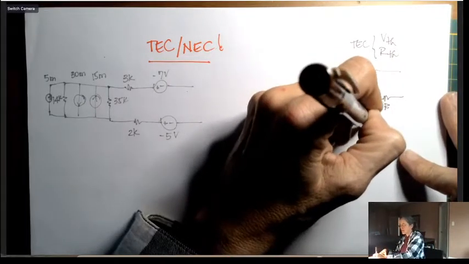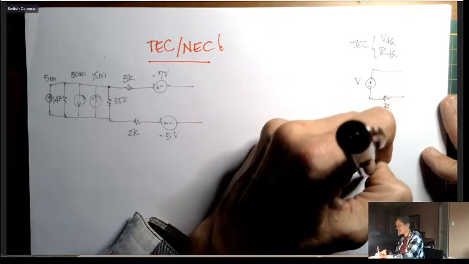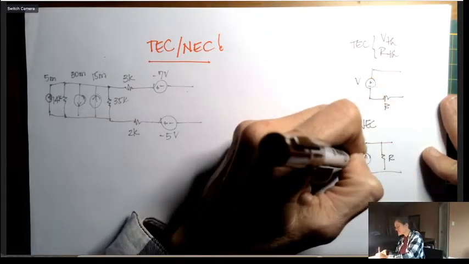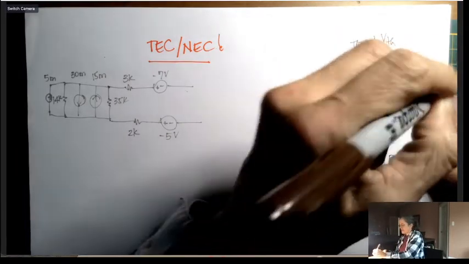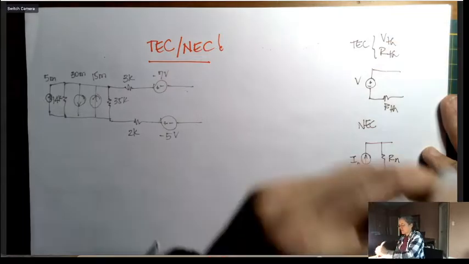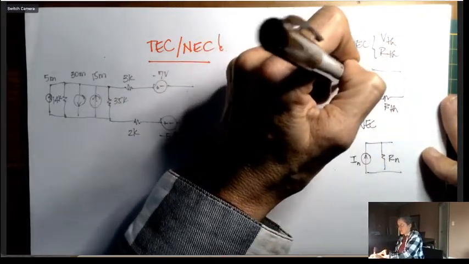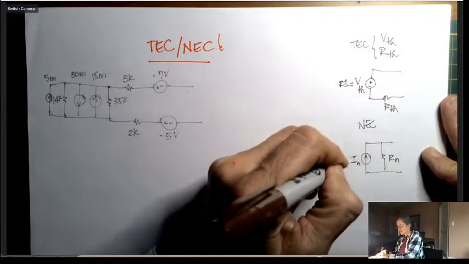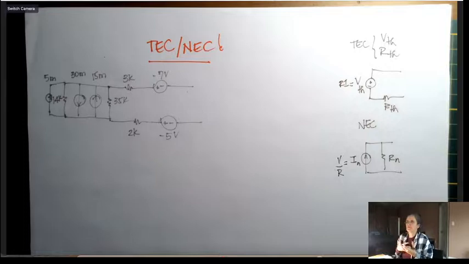If I ask you for the Norton equivalent, it will be a current supply in series with a resistor. IN in series with RN. RN is the same as RTH. VTH is that resistance times that current. This current is that voltage over the resistance. So the two of them are source transformations of one another.